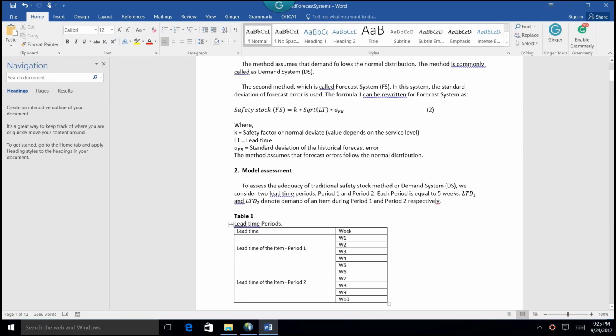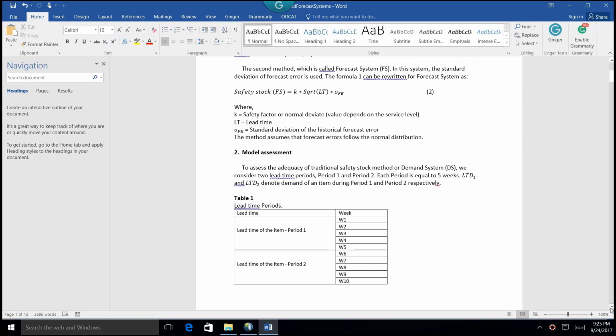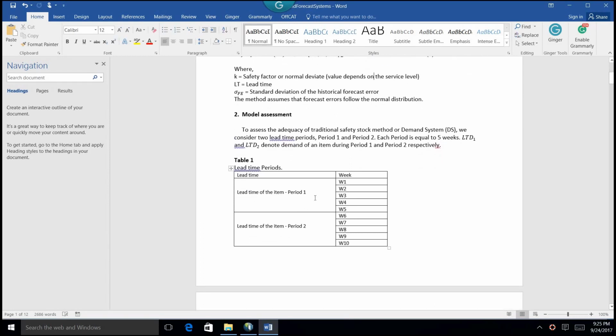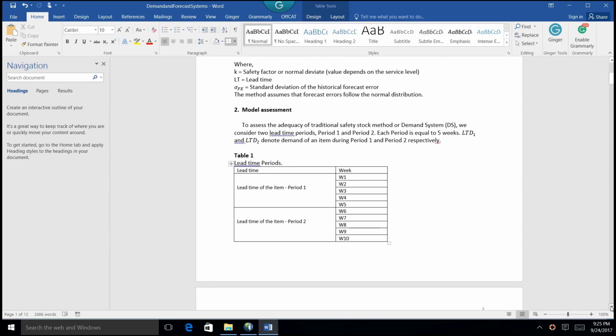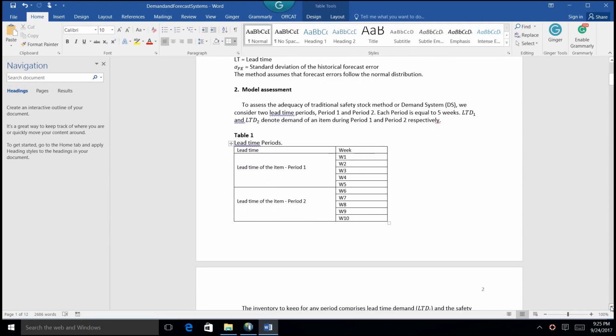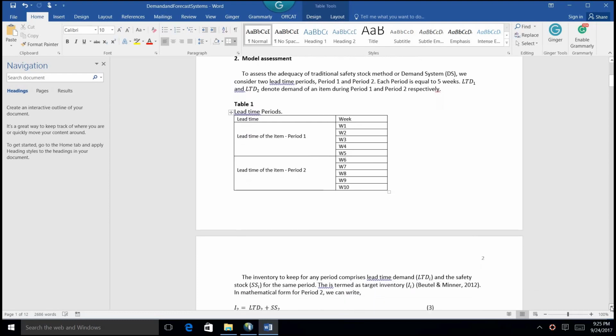Okay, so let's have some model assessment here. I'm using 2 periods, period 1 and period 2. Each period has 5 weeks, so week 1 through week 5 is period 1, and week 6 to week 10 is period 2. This also suggests that the lead time for that part or component is 5 weeks, and is constant.